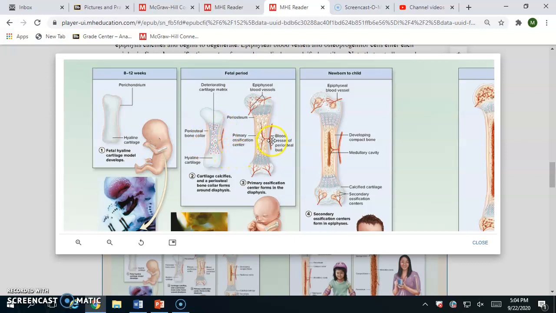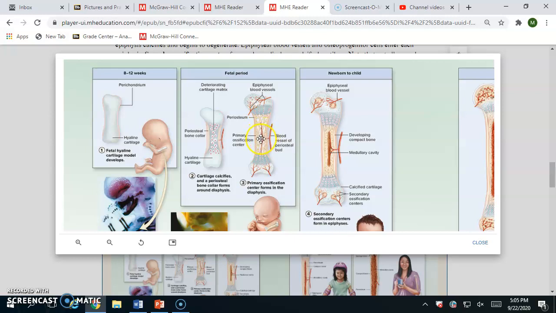But then, again, the blood vessels start to move into the center there, and so do the osteoblasts that came from the surface, that perichondrium. And then they will start to form the bone tissue here in the center of the diaphysis. Since this is the first major place where you get bone formation, they call this the primary ossification center.